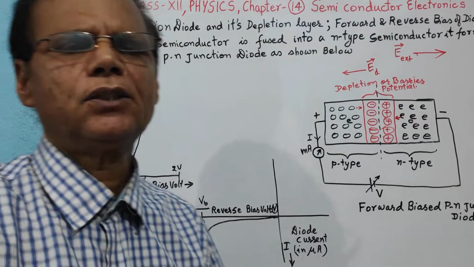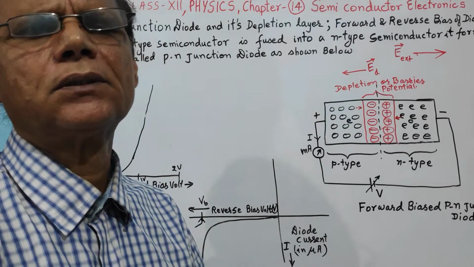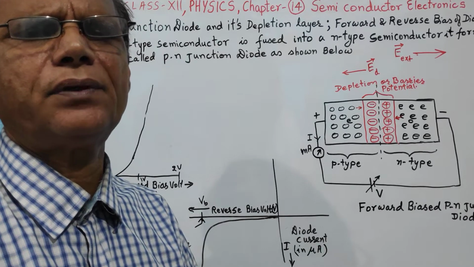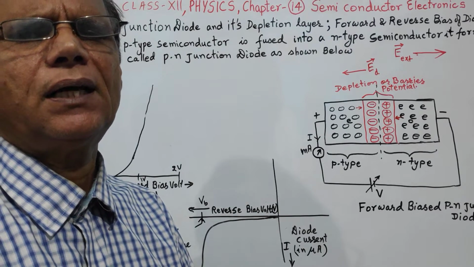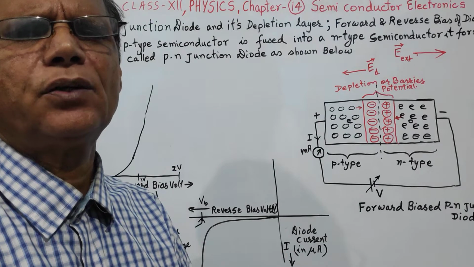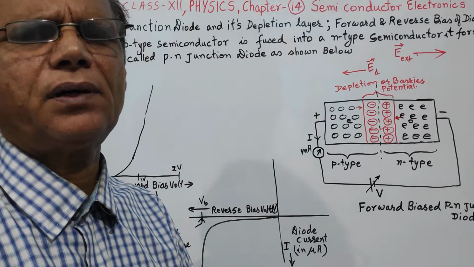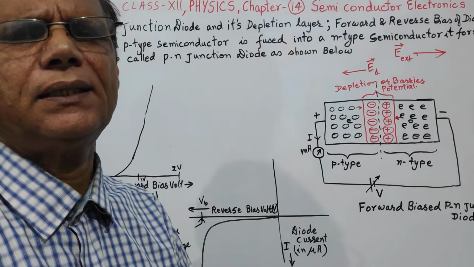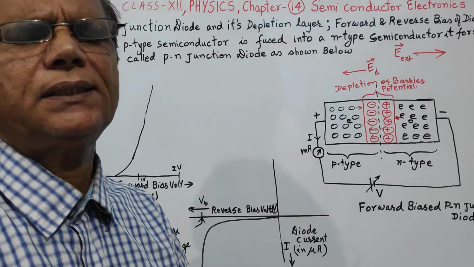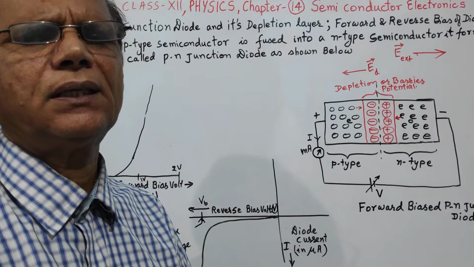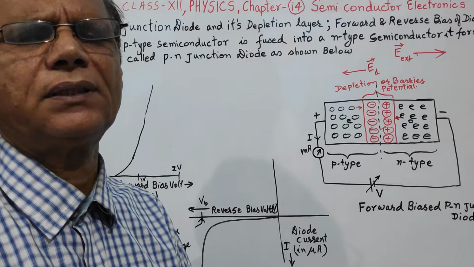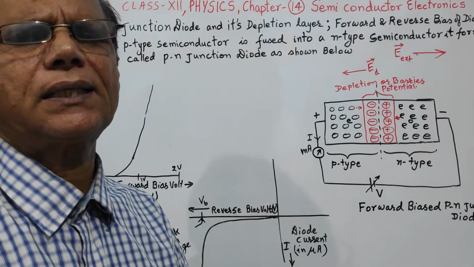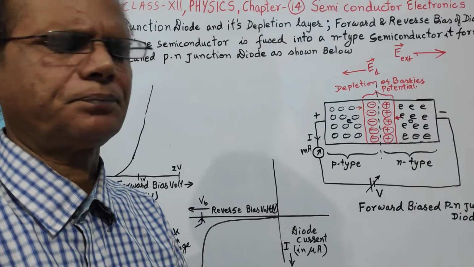Hello students, today we are going to talk about PN junction diode. We will also talk about what is depletion layer for a PN junction diode, and then we will discuss the forward bias, what is forward bias, reverse bias, and in what manner it affects the depletion layer of the PN junction diode, and also what is the nature of current voltage variations in these two cases. We shall discuss all these one by one.